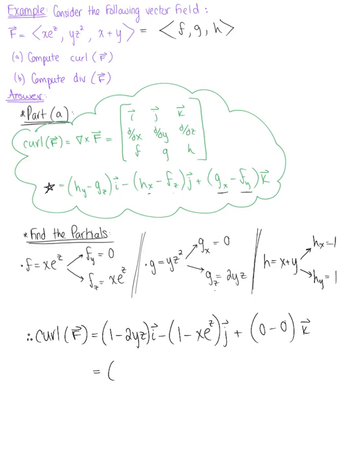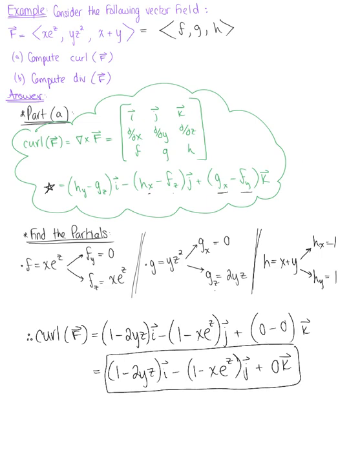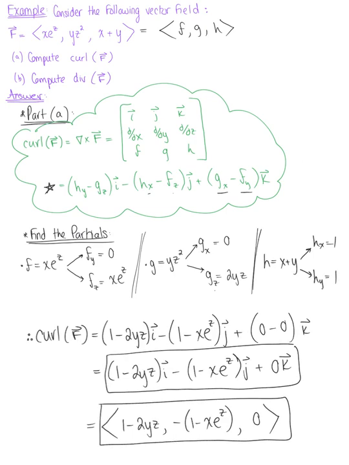We can either leave our curl in this form: 1 minus 2yz i hat, minus 1 minus x times the natural exponential raised to the z j hat, plus 0 k hat. That's a beautiful way to leave our answer in standard unit form. Or if you wanted to convert it to component form, the x component is 1 minus 2yz, the y component is minus 1 minus x times the natural exponential raised to the z, and you could distribute that negative sign as well. I'll leave that up to you. And then the z component is just 0. Either one of these answers is beautiful. They're both equivalent.